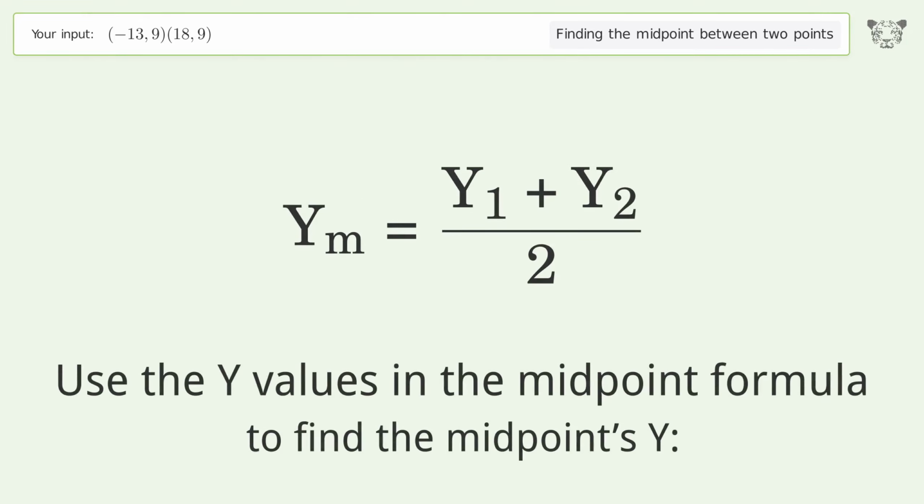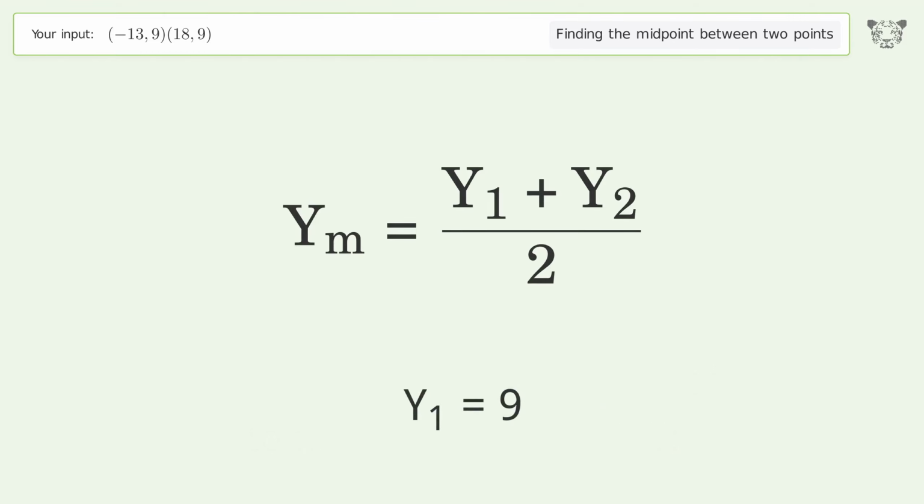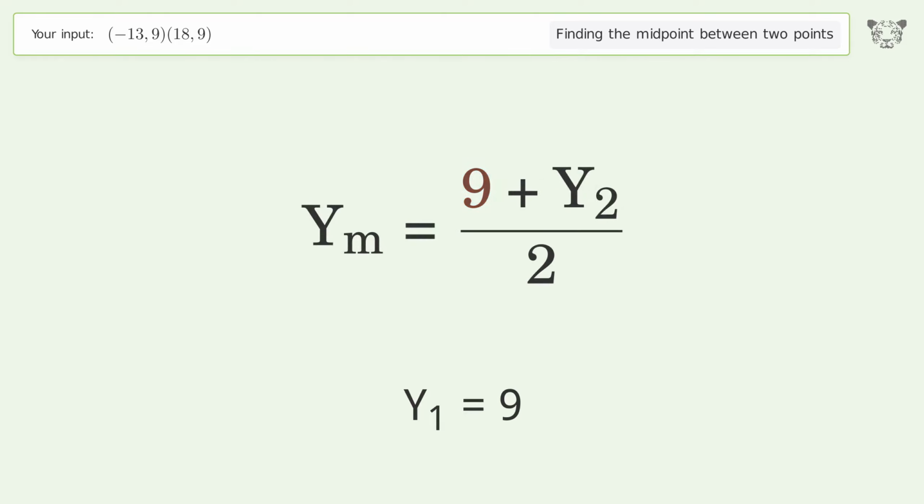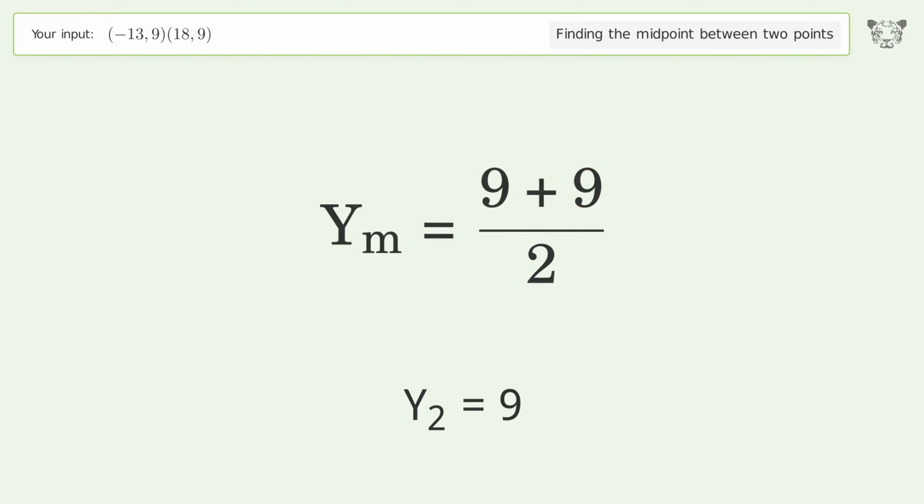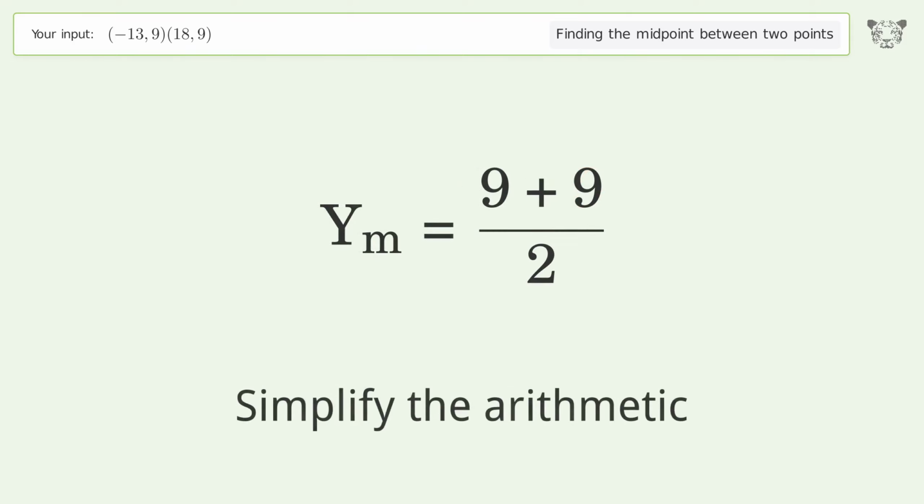Use the y values in the midpoint formula to find the midpoint's y. y1 equals 9. y2 equals 9. Simplify the arithmetic.